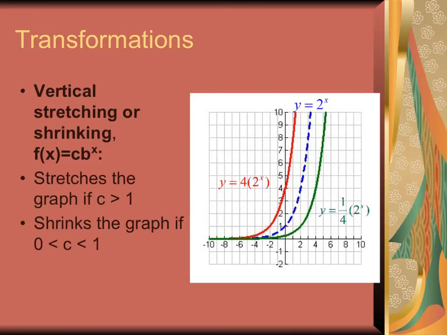All right, next we're dealing with some vertical stretching and compressing or shrinking, if you will. So once again, we've got our parent function in blue there. Wonderful. Now let's look at the red graph. The red graph, I have a 4 out in front. Since that's greater than 1, it's going to be a stretch. You can also see that it's going to change my y-intercept, because if I plug in 0 for x, 2 to the 0 is 1, times 4 is 4.